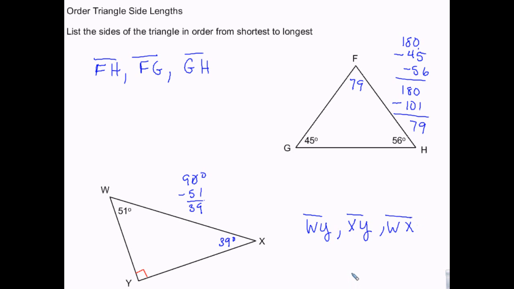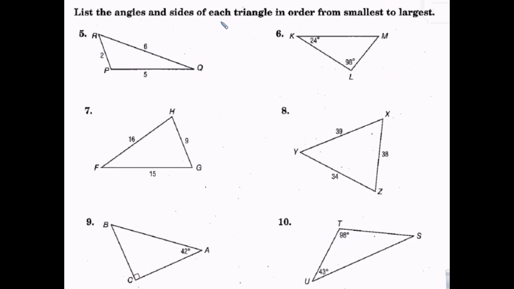Everybody understood that one? Right, because this is 90. If we list the angles and sides from smallest to largest, why don't you guys go ahead and try that, and then we'll go over them together.